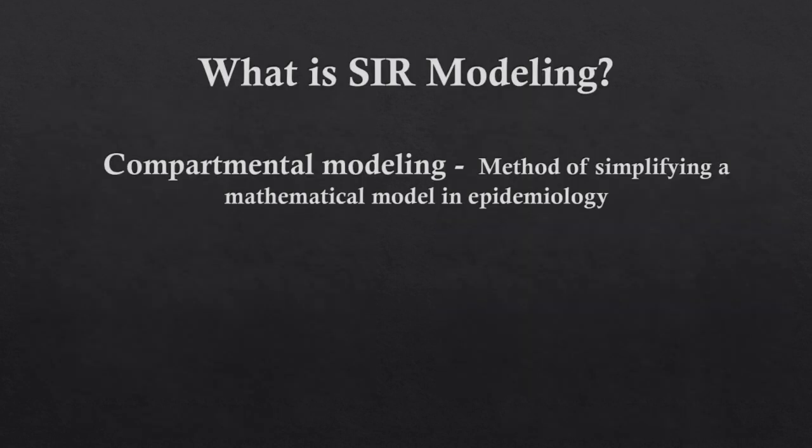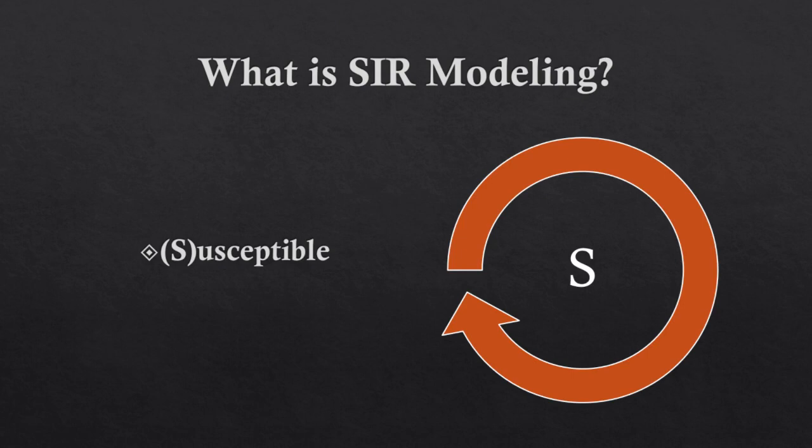So what exactly is an SIR model, and how can it be applied to the Black Death? An SIR model is a form of compartmental modeling. It's a method of simplifying a mathematical model in epidemiology. The first compartment, S, is where all members of a population will start. They represent 100% of a population that is susceptible to the disease.